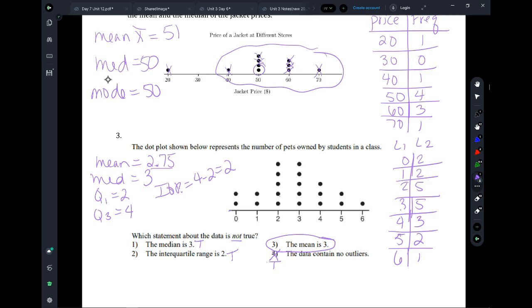Okay. Hopefully that all makes sense. Feel free to re-watch if you need more time with the calculator steps. They are typed out in your packet. And you'll be doing homework number 2 tonight.